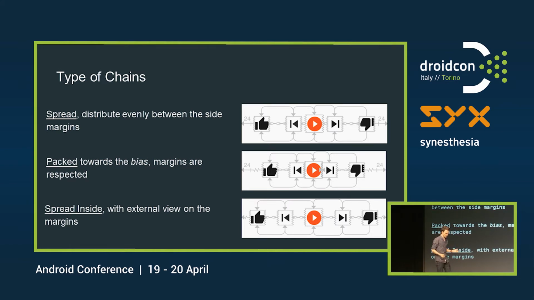And then we have spread inside, which is kind of the same as spread, but instead of distributing evenly your components, what we will do is first stick your two external components to the constraint, and then distribute evenly the other components inside, still respecting the margins. So here we go.